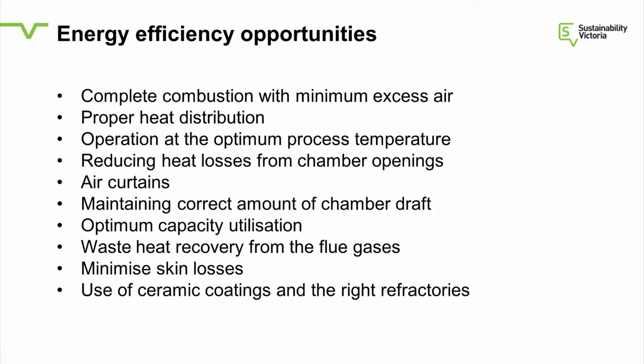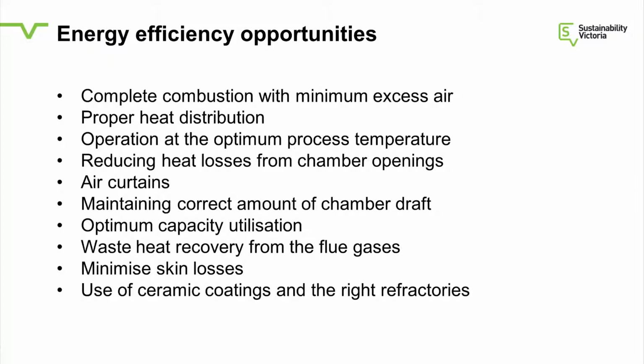If you're running at too high a negative pressure, you can bring in cold air, which you then have to heat up. And if you're running at too high a pressure, you can have spillage out of the oven or kiln. We'll go into this in a bit more detail with some examples later. All of these things can impact how much energy you use per tonne of product you're producing.